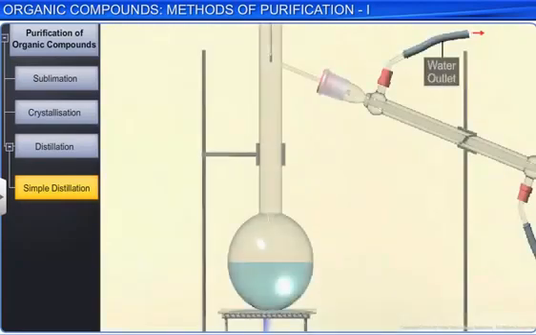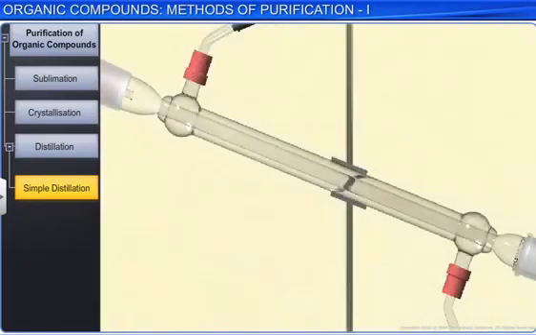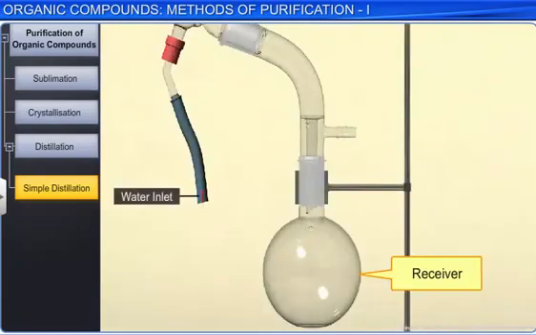On heating, the vapors of the liquid with the lower boiling point are formed first, and at a constant temperature, the whole of the liquid changes into vapors. The vapors are condensed by using a condenser, and the liquid is collected in a receiver placed at the open end of the condenser. The vapors of the liquid with higher boiling point that are formed later are also condensed, and the liquid is collected separately.